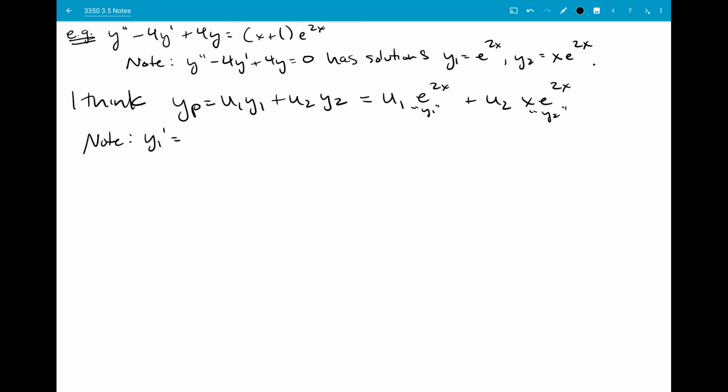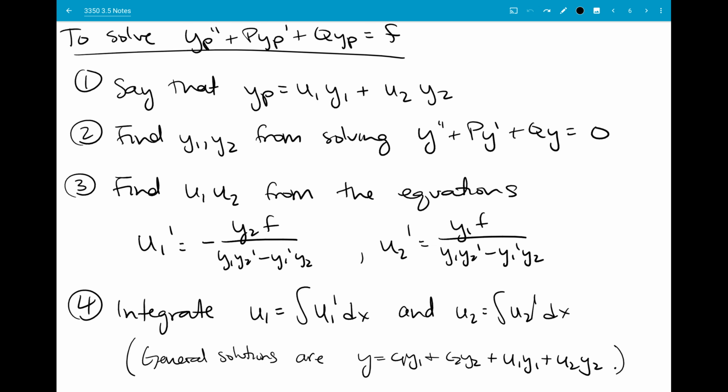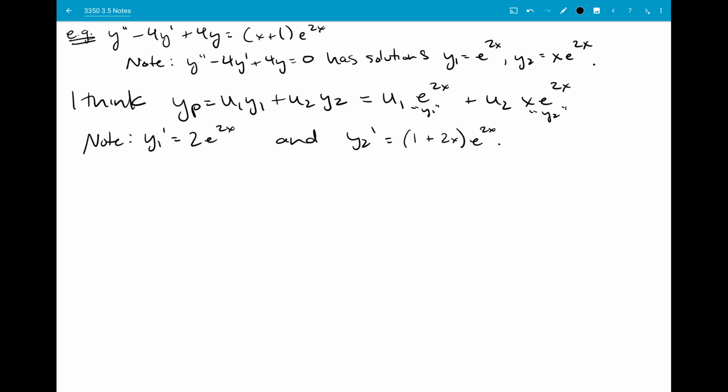So I'll go ahead and say y1' is going to be 2e to the 2x, and y2' is going to be e to the 2x times 1 when we take the derivative of x, plus 2 times x when we take the derivative of e to the 2x. And then I'm just going to go ahead and compute all the things that I need to find u1' and u2'.